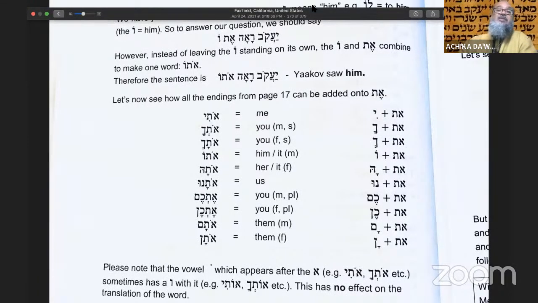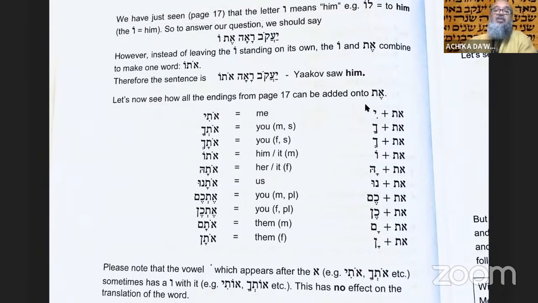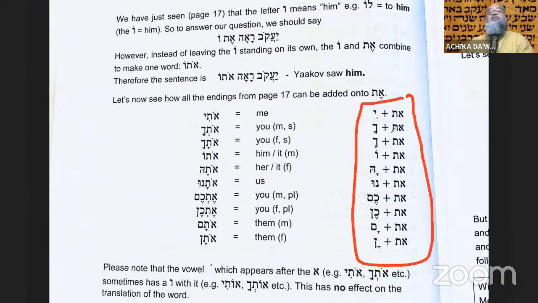And of course, they don't go over, which I don't like, how the vowel points are changed. But that's in a later book. They don't really talk about that. All they're showing you is they're just putting the endings onto the words. And now they're putting an ending onto the direct object marker. That's all they're doing.